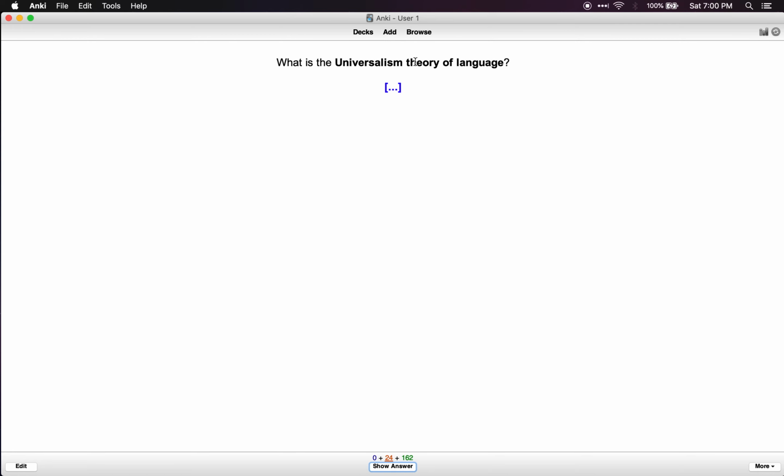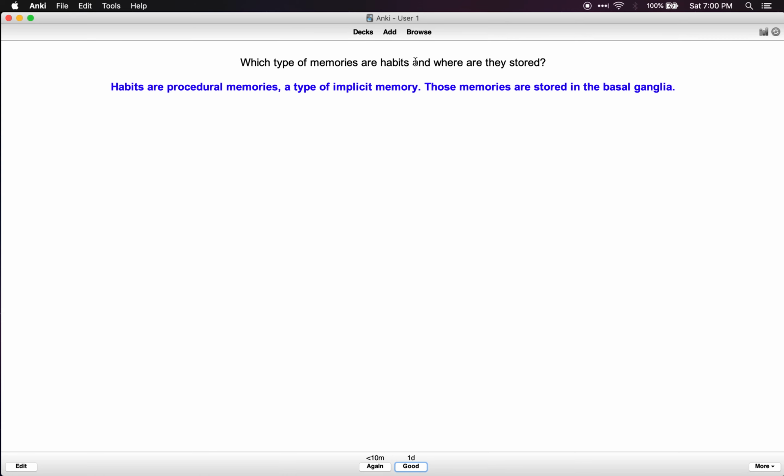Universal theory of language states that thoughts dictate language completely. Recognition recall is like a multiple choice exam. The answer's right in front of you, easy to retrieve. What types of memory? Procedural memory is part of implicit memory and stored in the basal ganglia.